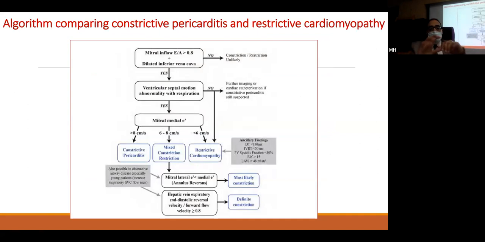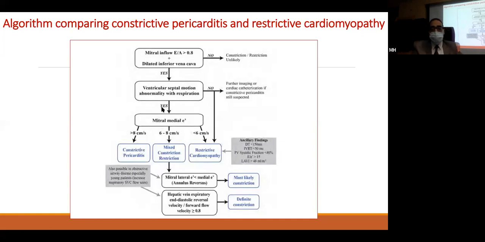Finally, in this slide I will just show how to compare constrictive pericarditis and restrictive cardiomyopathy. Both represent the restrictive heart syndrome, and sometimes it's difficult to differentiate, but if you look carefully, it will be easy to identify the cause of the restrictive heart syndrome by echocardiography. Firstly, you just have a high index of suspicion if you find a patient with a dilated IVC and some diastolic dysfunction and an E/A ratio of more than 0.8. So this increases the possibility that this patient has high right atrial pressure.